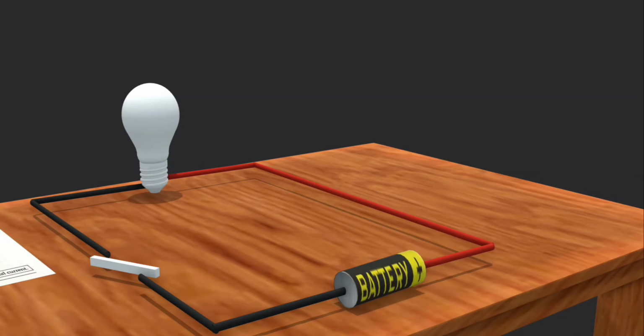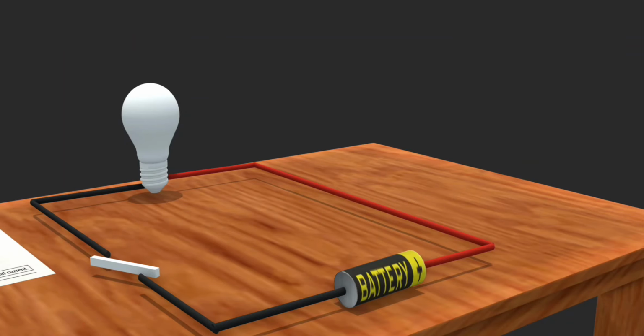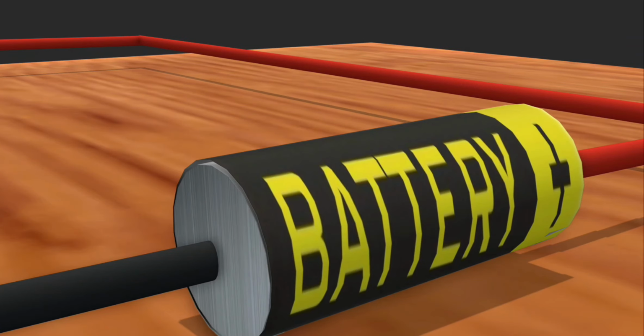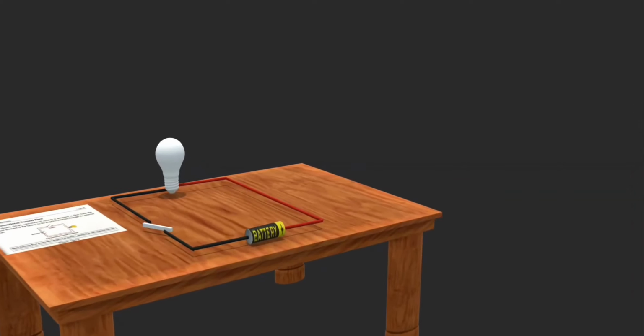Right now, the switch is open. The circuit is incomplete. Even though the battery has energy, electrons cannot move. So the bulb remains OFF. Now, let's close the switch.